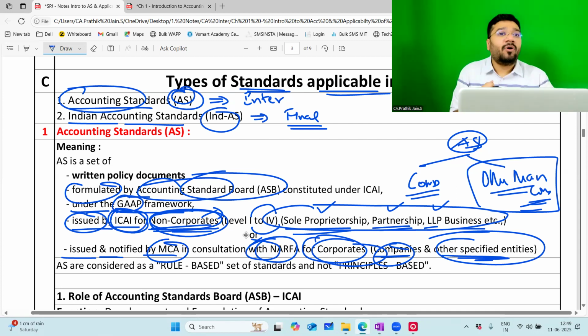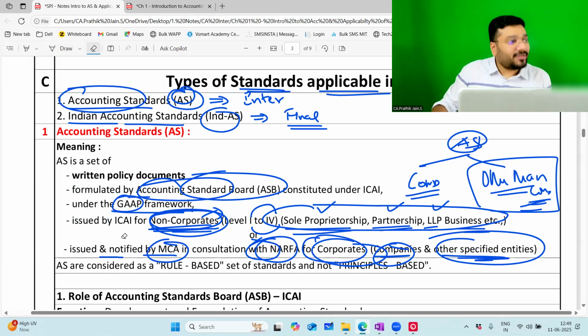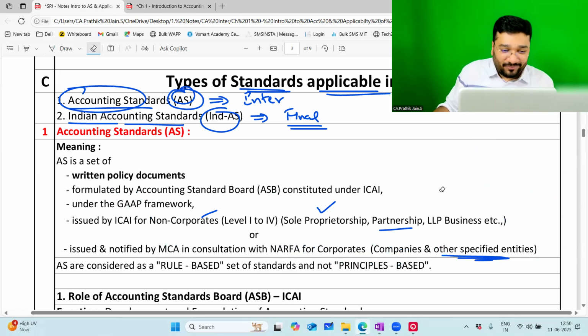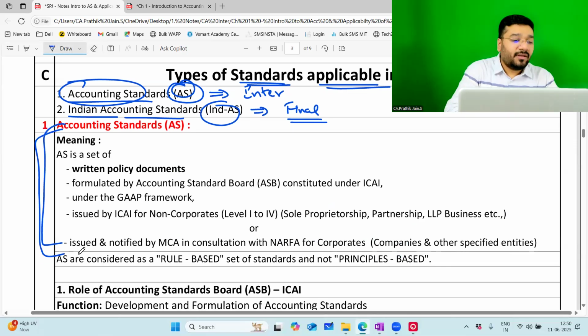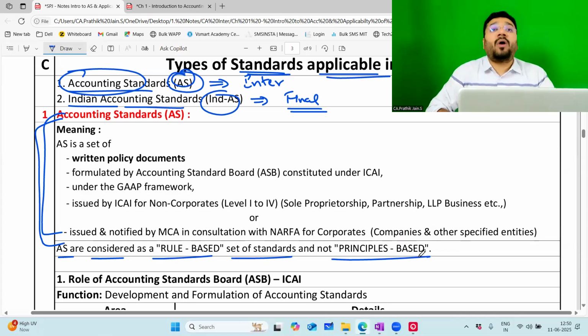Now, step by step, post-mortem will be done. Post-mortem means post-mortem of the concepts. You don't think what you are thinking from the movies. I will come back again to this at the end. AS are considered as rule-based set of standards and not principle-based. So, accounting standards are rule-based, whereas IFRS and Ind AS are principle-based.